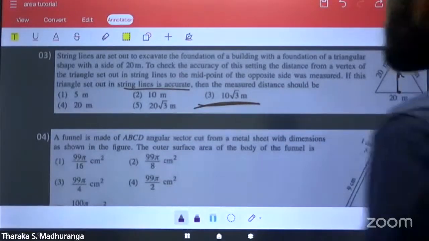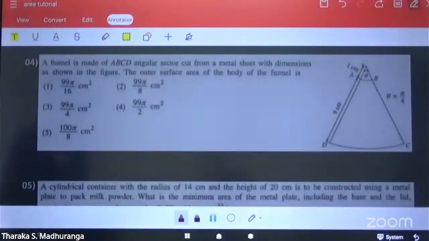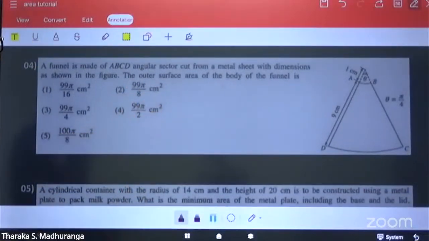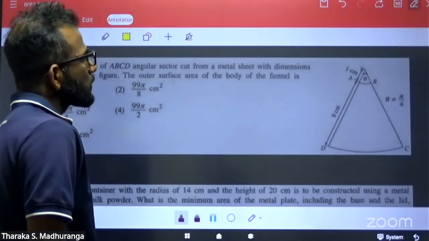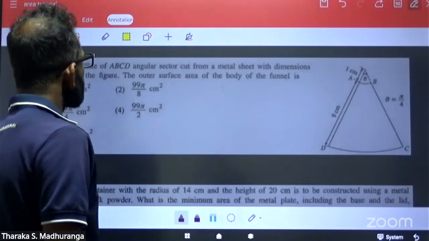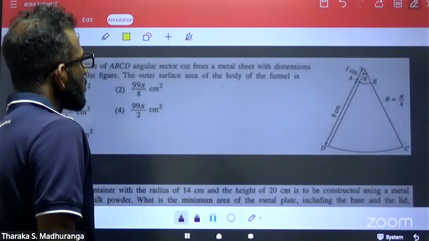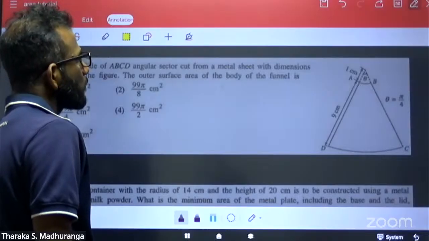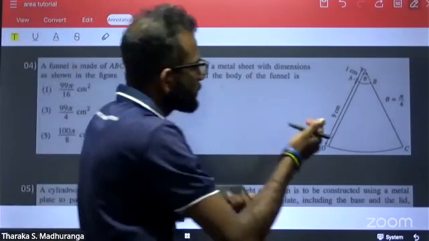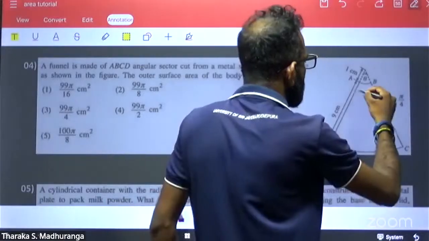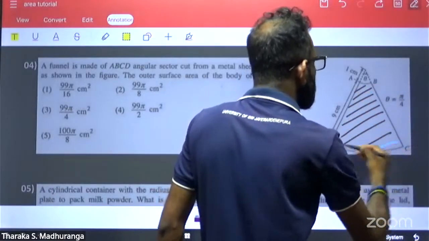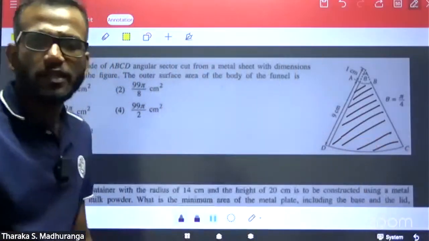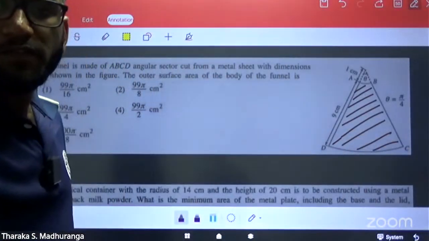Okay, question number 4. Read the question clearly. A funnel is made of an angular sector cut from a metal sheet with dimensions as shown in the figure. The outer surface area of the body of the funnel is, outer surface area means you want to calculate the shaded area of this sector part.